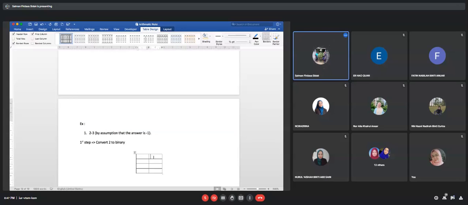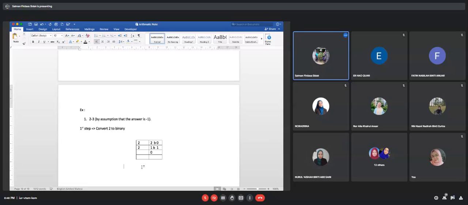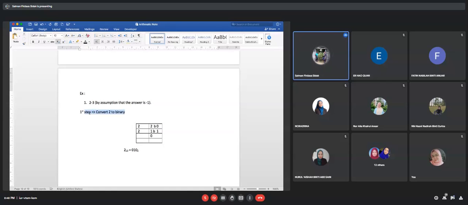Okay, 2 divided by 2, the answer is 1, balance 0. 1 divided by 2, 0, balance 1. So 2 base 10 is equal to 0 1 0 base 2. Good. So please take into account the 0 here. Do not ignore the first 0. Okay, we get 2.